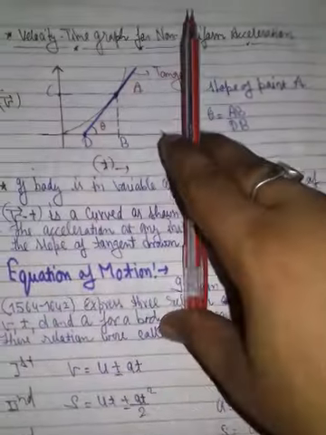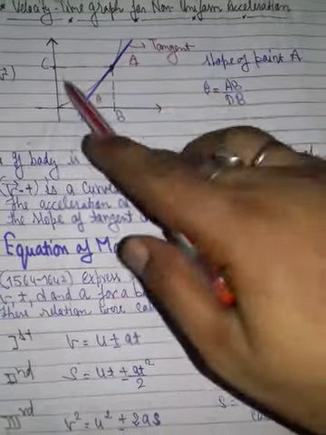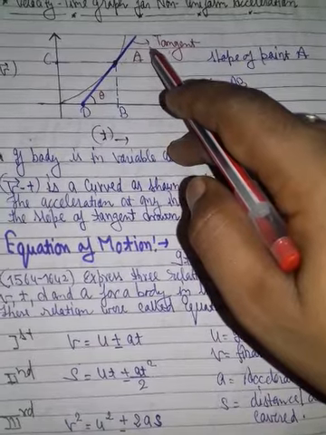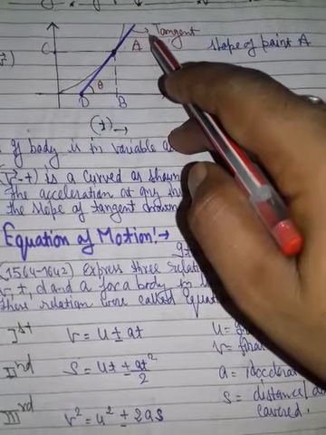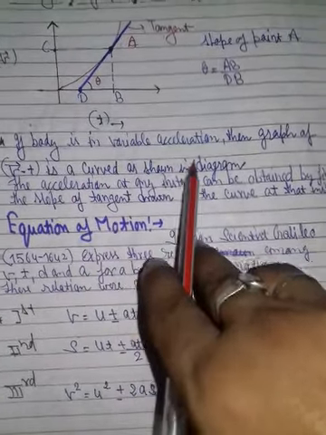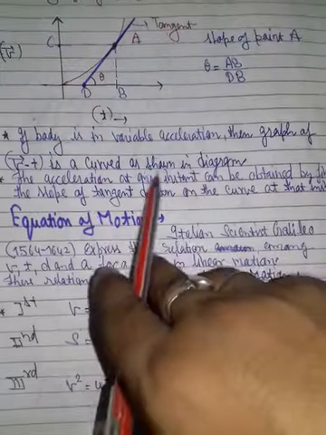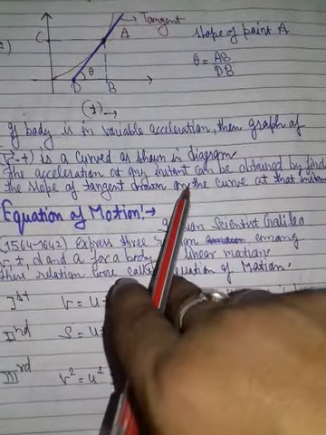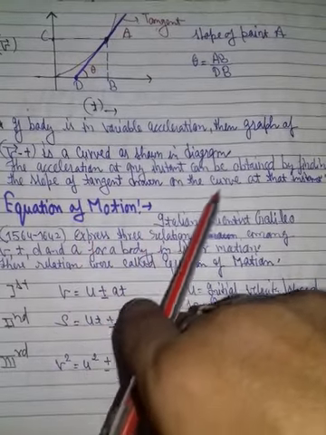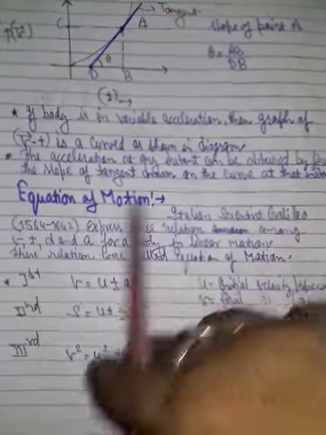Velocity time graph for non-uniform acceleration is a curve, and the tangent gives the direction or magnitude of acceleration. If a body is in variable acceleration, then the velocity time graph is a curve as shown in the diagram, and the acceleration at any instant can be obtained by finding the slope of a tangent drawn on the curve at that instant, at any point.